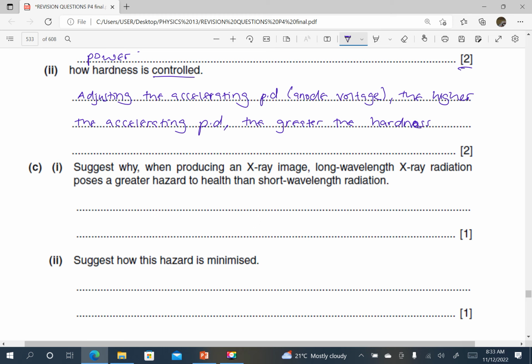Suggest why, when producing an X-ray image, longer wavelength X-ray radiation poses a greater hazard to health than short wavelength. Of course, long wavelength X-rays are called the soft X-rays, and the short wavelength are called the hard X-rays. The longer wavelength are less energetic, the short wavelength are more energetic. So the long wavelength are less penetrating. Therefore, they are most likely not going to contribute to the X-ray image. Because they don't penetrate through the body, they just increase the dose you are taking in the body, since they don't easily emerge out of the body.